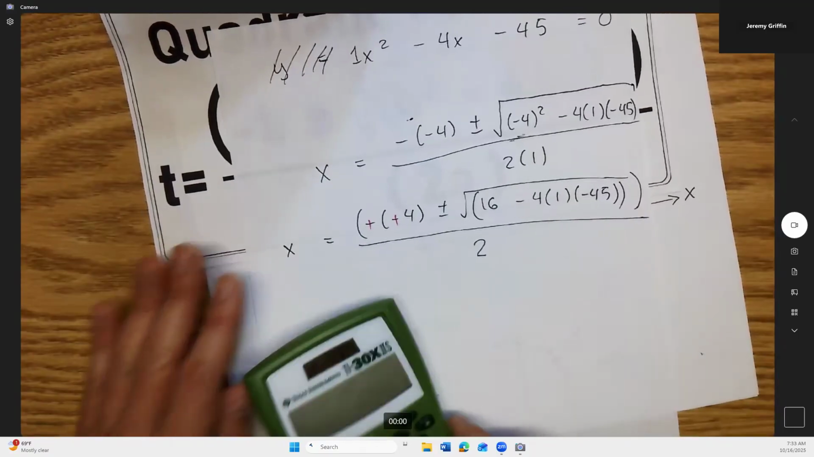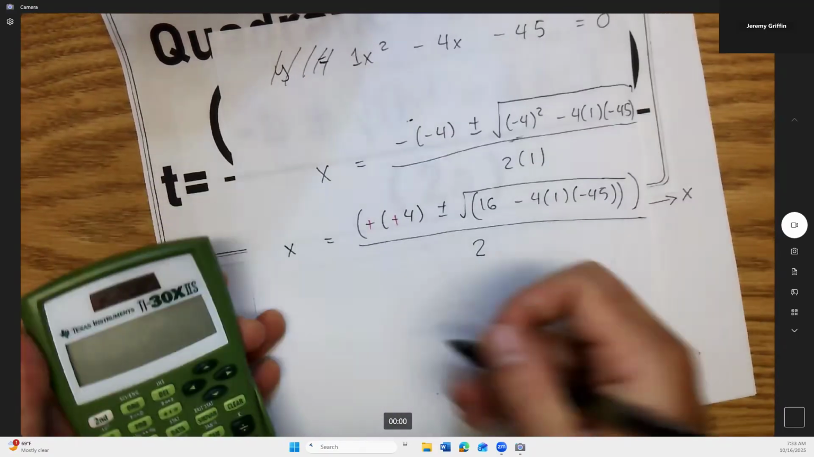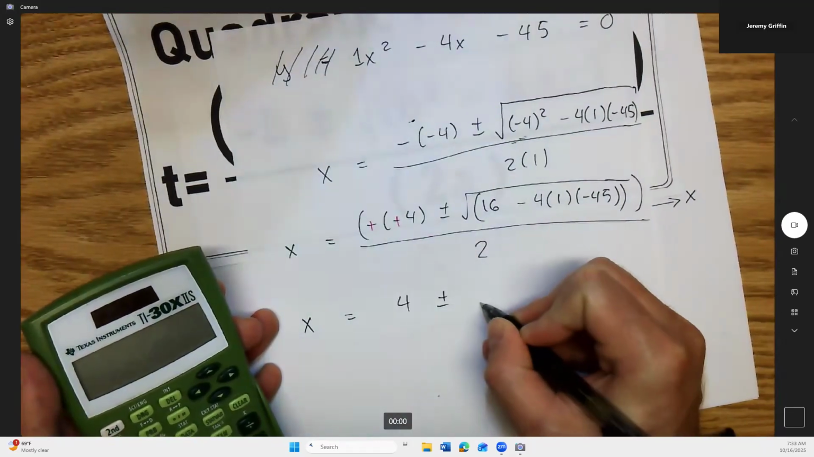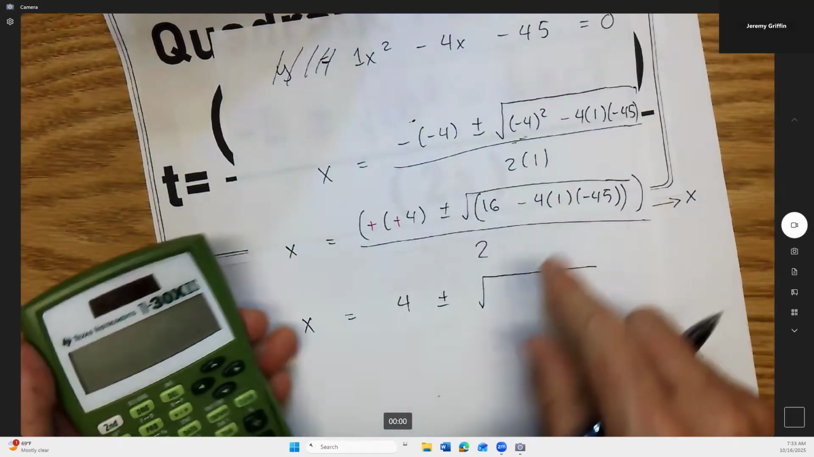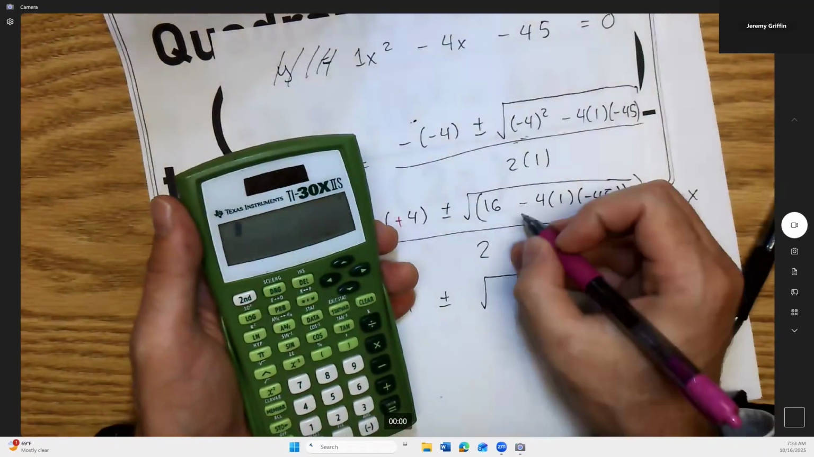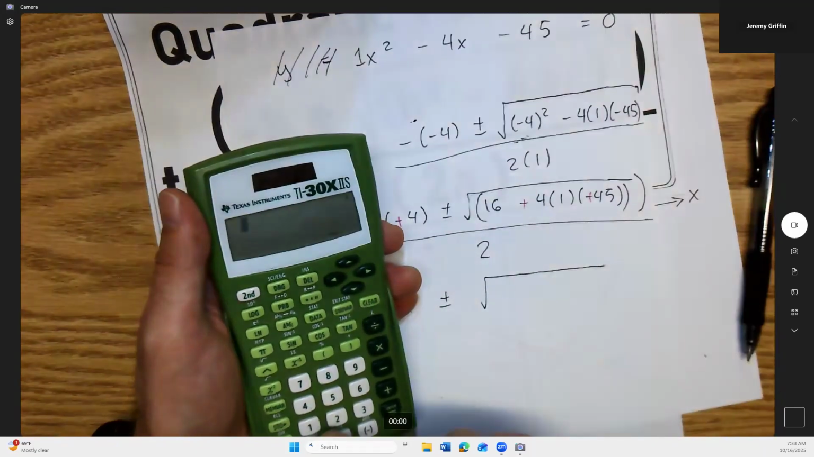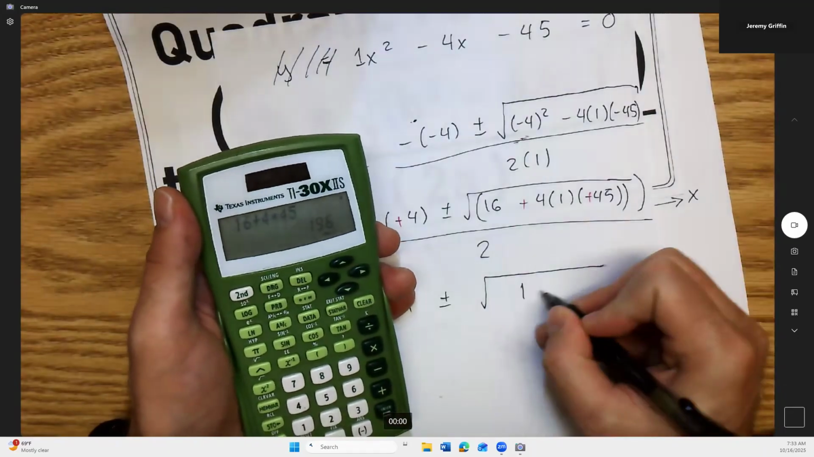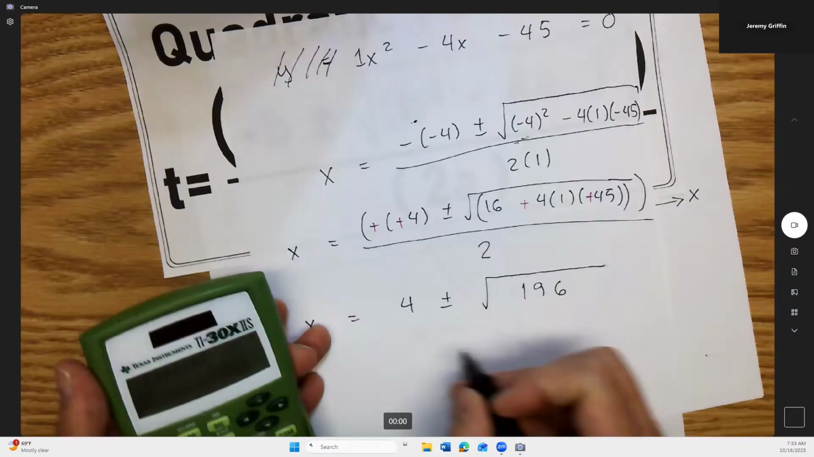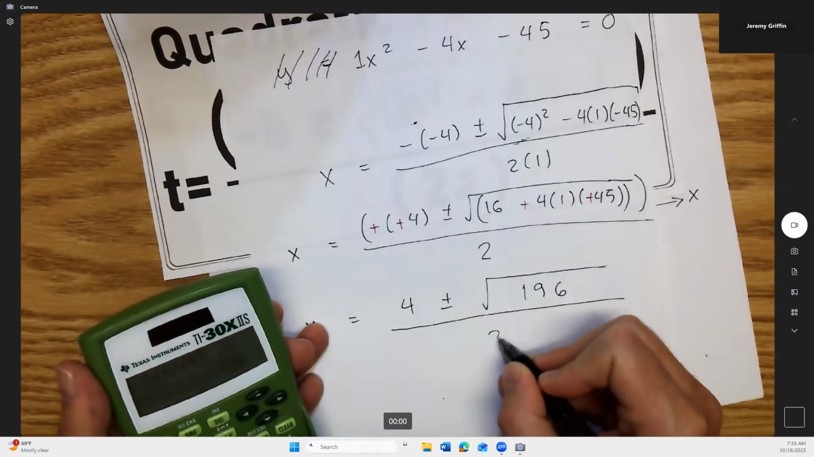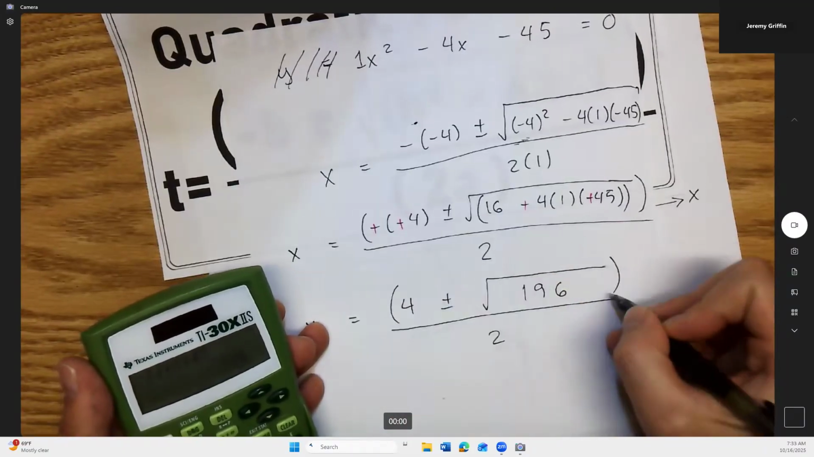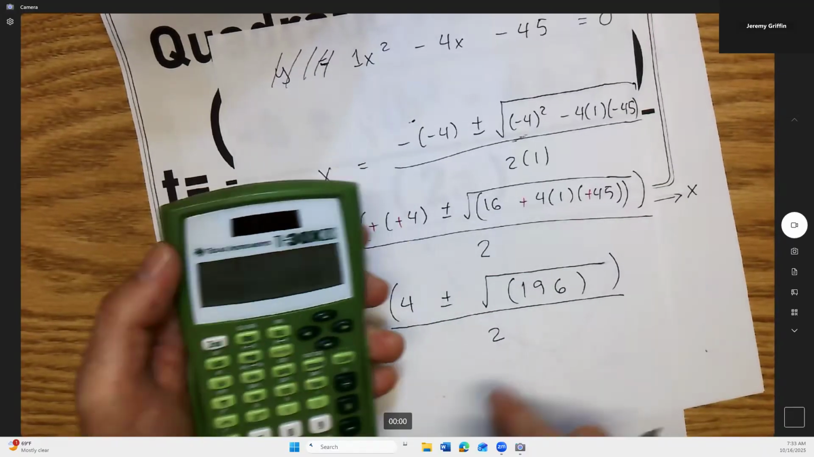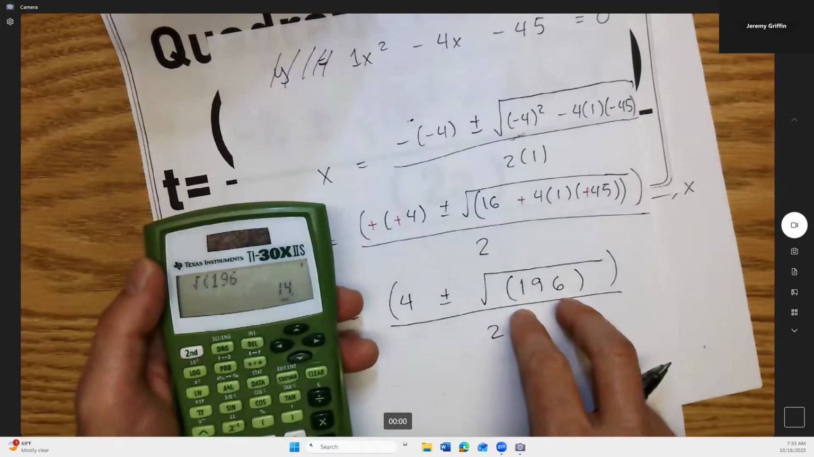You guys have had lots of practice for the past few weeks plugging these in the calculator. I'll throw in one more step. So 4 plus or minus square root. Now, these negatives also cancel. And what's 16 plus 4 times 45? That's 196, and this is all divided by 2. Make sure parentheses, parentheses, and so on. Now 196 does have a perfect root, which is 14.